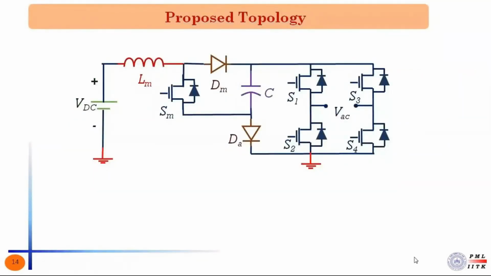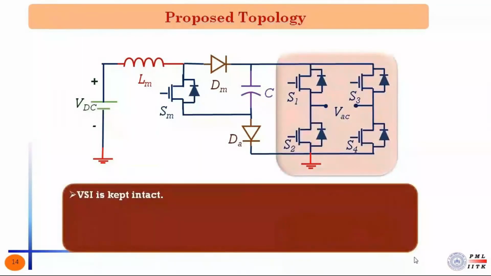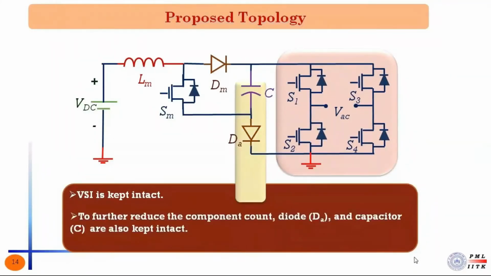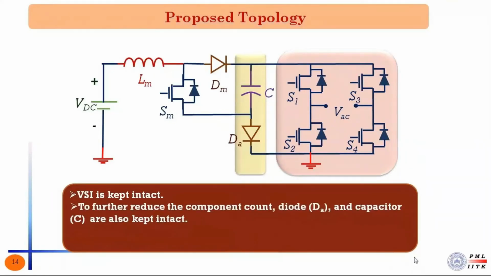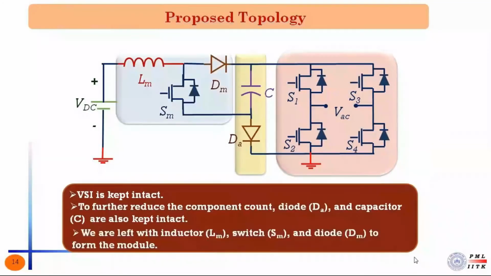Now let's understand the process through which I have come up with the proposed topology. In the previous slides, we said that we are going to keep the voltage source inverter stage intact. Now to further reduce the component count, I have kept the capacitor C and the diode DA also intact. So now we are left with the inductor LM, switch SM, and the diode DM to form the module. Let's see in how many ways we can do that. So we'll see two module topologies.